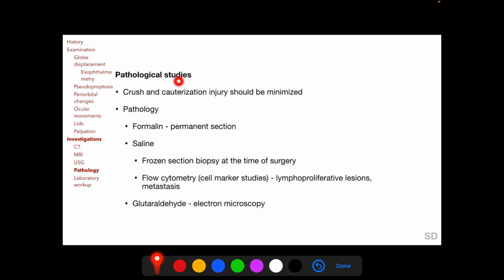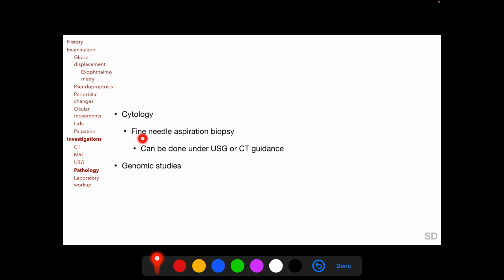For pathological studies of material removed from the orbit, crush and cauterization injury should be minimized, and for routine histopathological examination, the tissue is immersed in formalin before being sent to the laboratory. For frozen section biopsy at the time of surgery, and for cell marker studies with flow cytometry in cases of lymphoproliferative lesions and metastasis, the tissue should be immersed in saline and not in formalin, and glutaraldehyde should be used for tissues being sent for electron microscopy. Fine needle aspiration cytology can be done under ultrasound or CT guidance, and genomic studies on tissues can also be done.